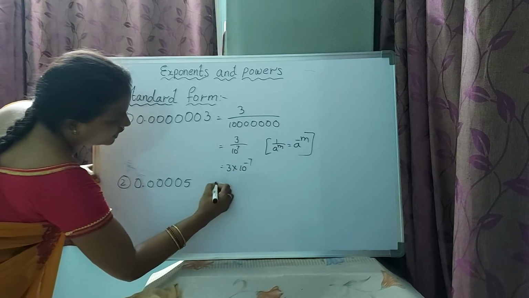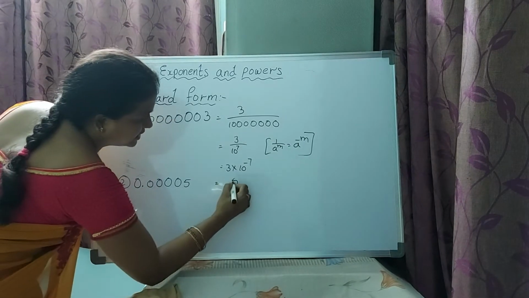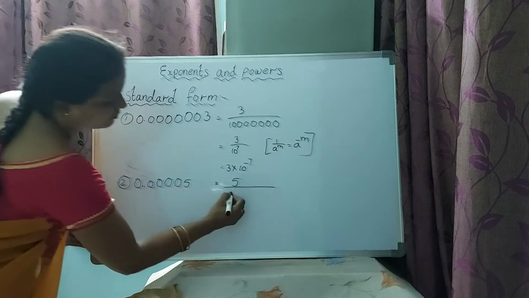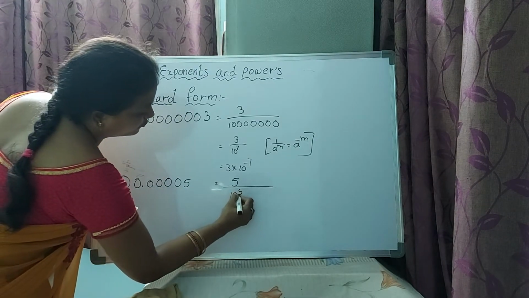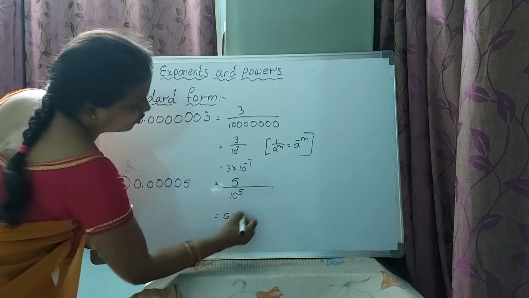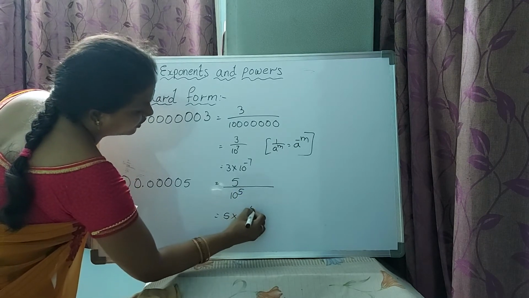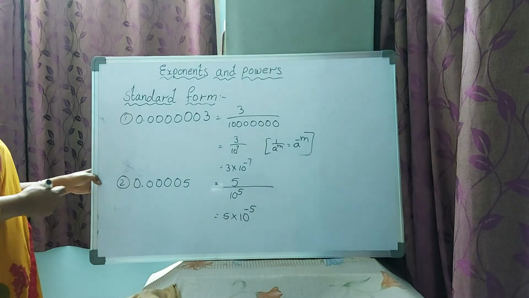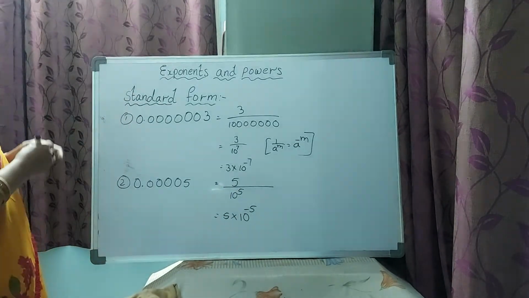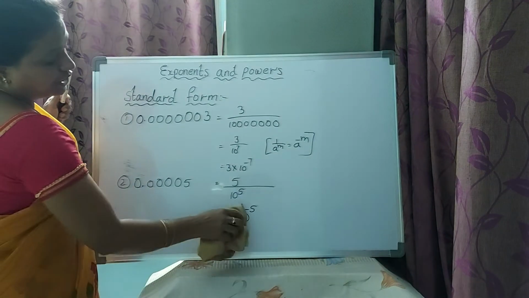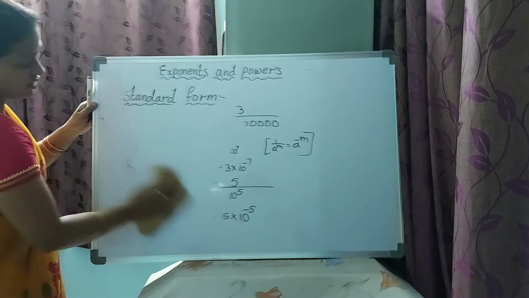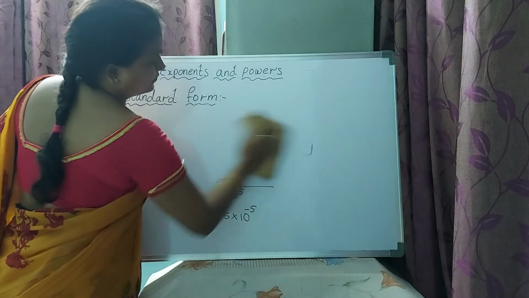0.00005. How to write this one? First change this decimal to fractional form. 1, 2, 3, 4, 5. 10 to the power of 5. So how to change this one? 5 into reciprocal, 10 to the power of minus 5. If it comes to the numerator place, the power will change to negative. So 5 into 10 to the power of minus 5.